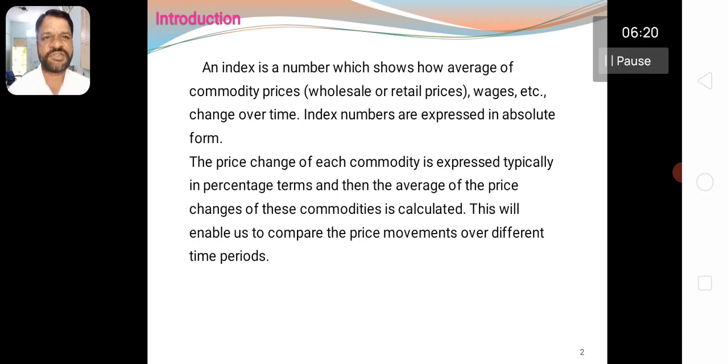The price change of each commodity is expressed typically in percentage terms, and then the average of the price changes of these commodities is calculated. This will enable us to compare the price movements over different time periods.